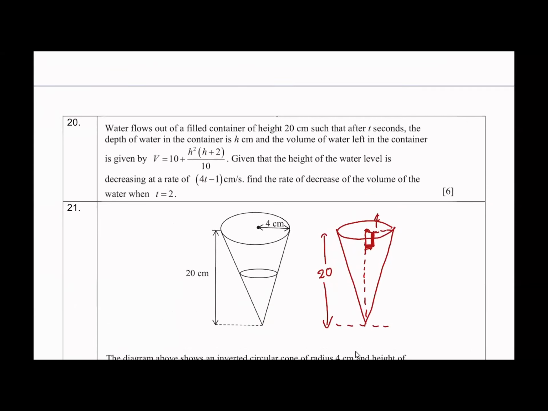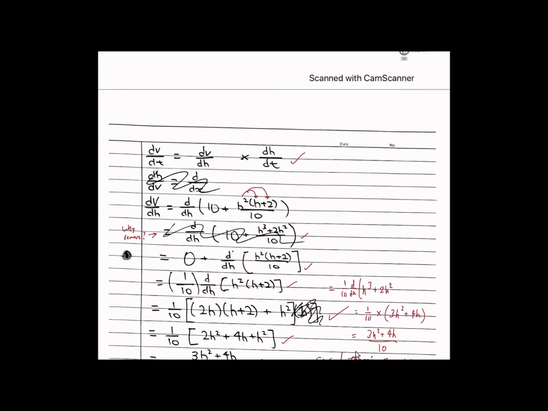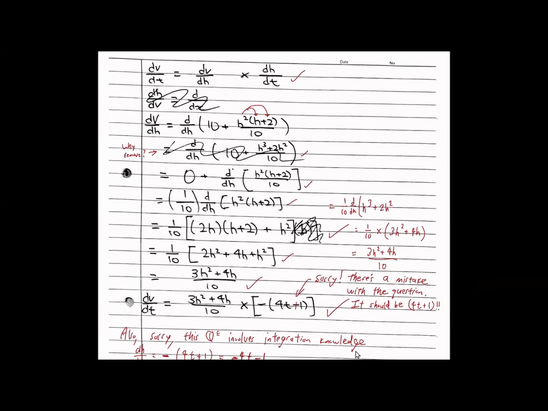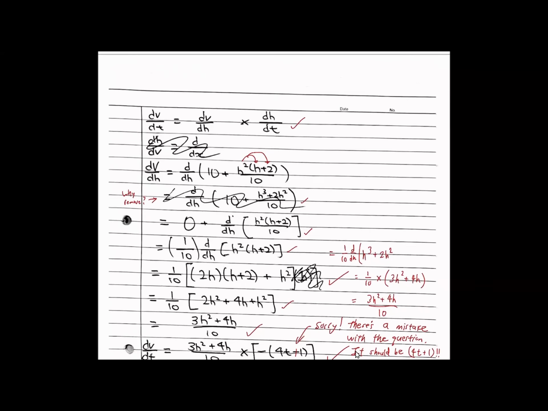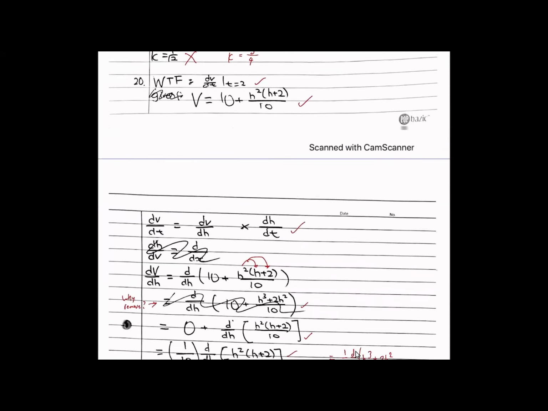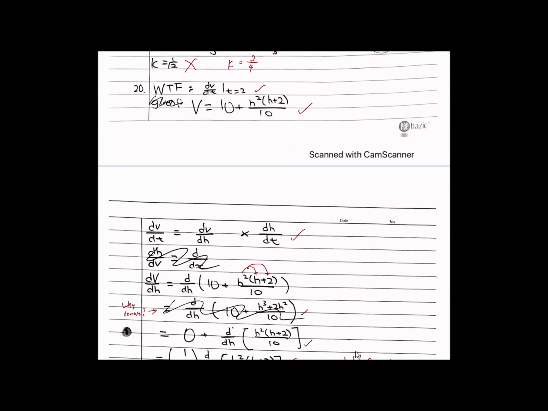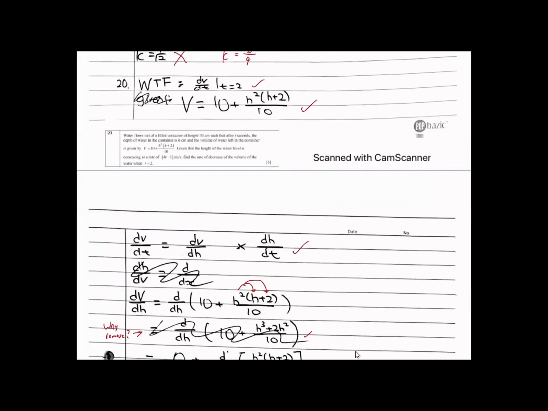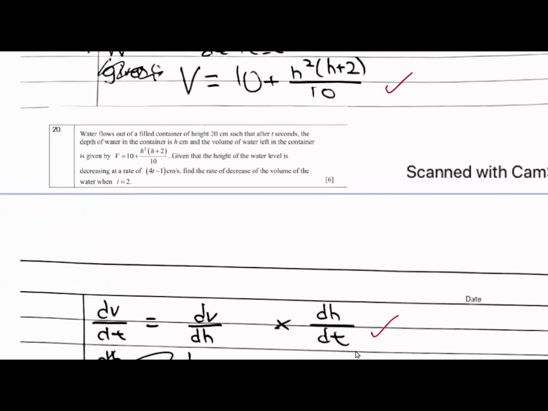Let's take a look. This question is a bit difficult. What you have done so far was very, very correct. You are asked to find the rate of decrease of the volume of the water when t equals 2. But sorry, there is a mistake I made with the question. This is not 4t plus minus 1, it should be 4t plus 1. Sorry about that.